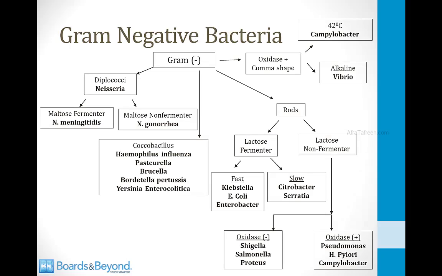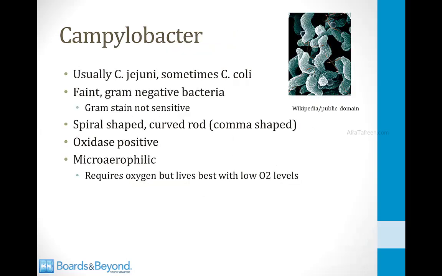So going back to our algorithm for gram-negative bacteria, I've discussed the gram-negative diplococci as well as chlamydia, and what I'm going to do now is talk about these comma-shaped organisms up here, which include Campylobacter and Vibrio. Campylobacter includes Campylobacter jejuni and sometimes Campylobacter coli, and these are faint gram-negative bacteria. The gram stain's not very sensitive because sometimes they do not gram stain. They are spiral-shaped and curved rods.